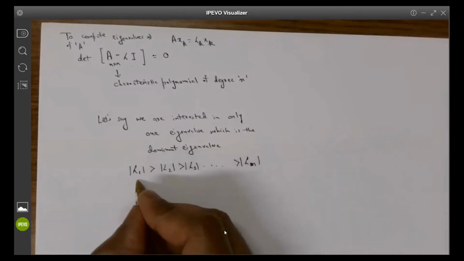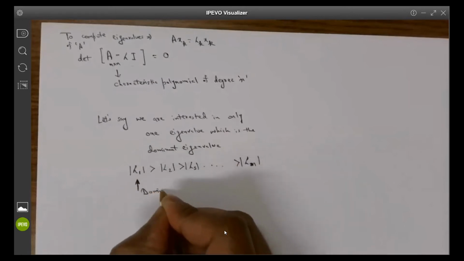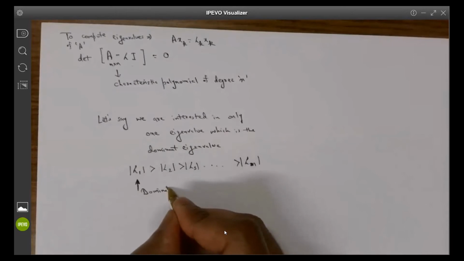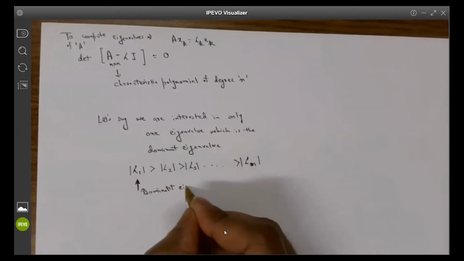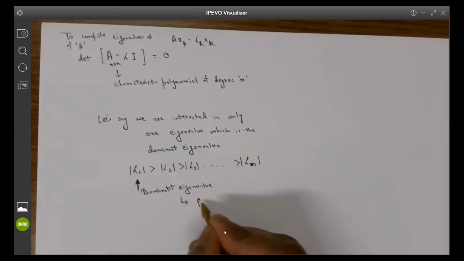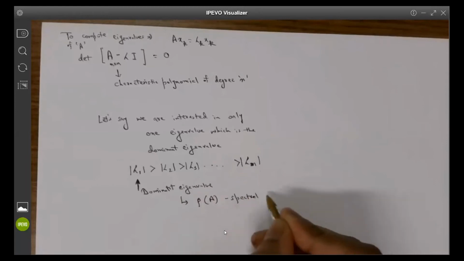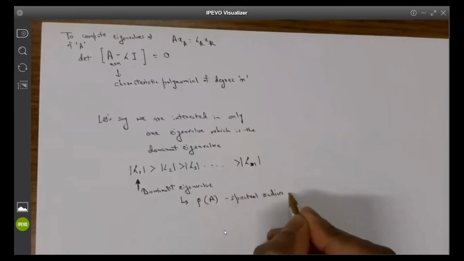Why would I be interested to know only this and not the others? Because this is the eigenvalue which is called the spectral radius of matrix A, the dominant eigenvalue. It is also known as rho of A, or the spectral radius of matrix A.